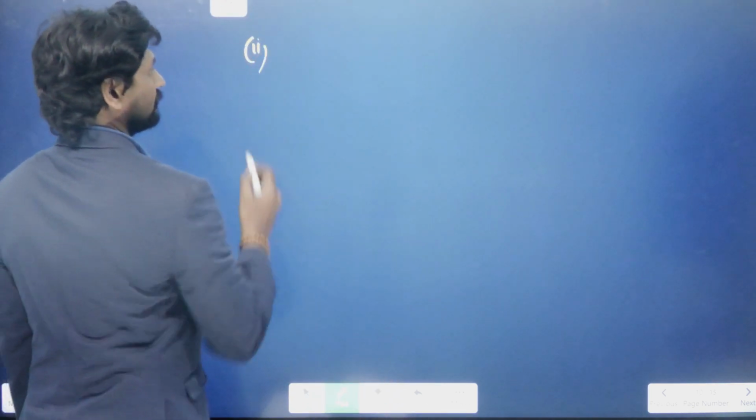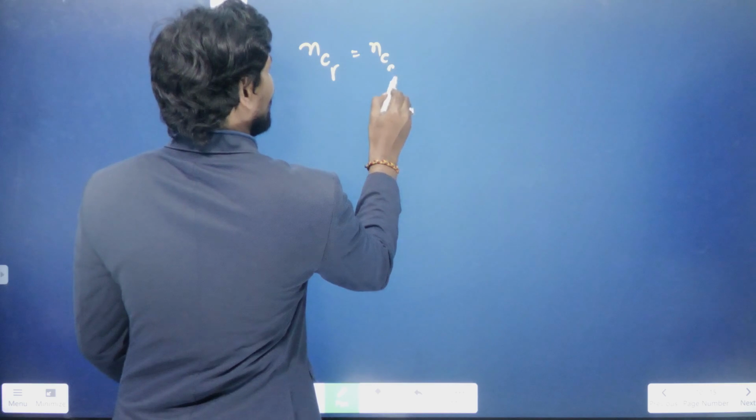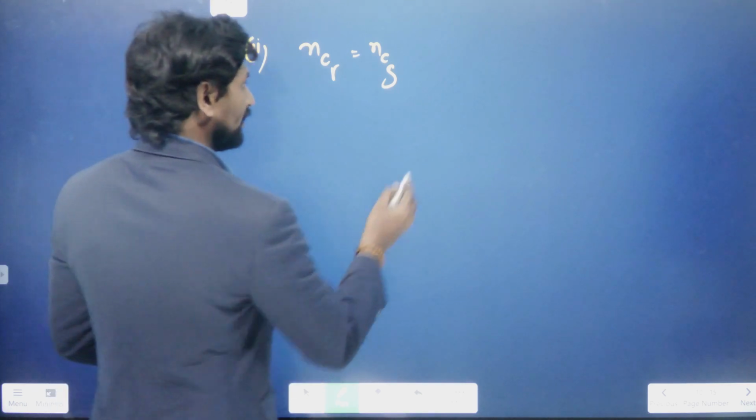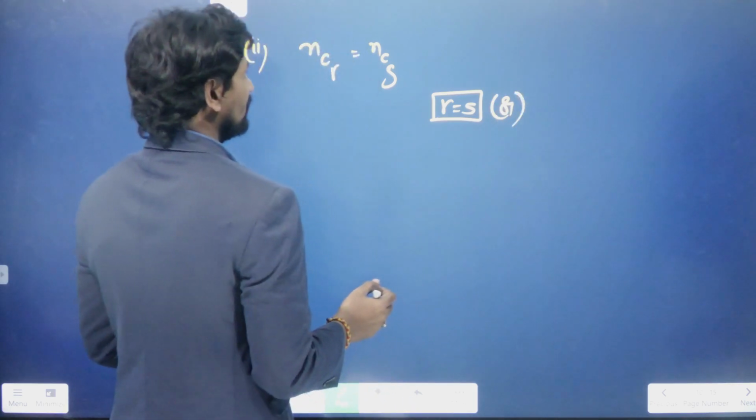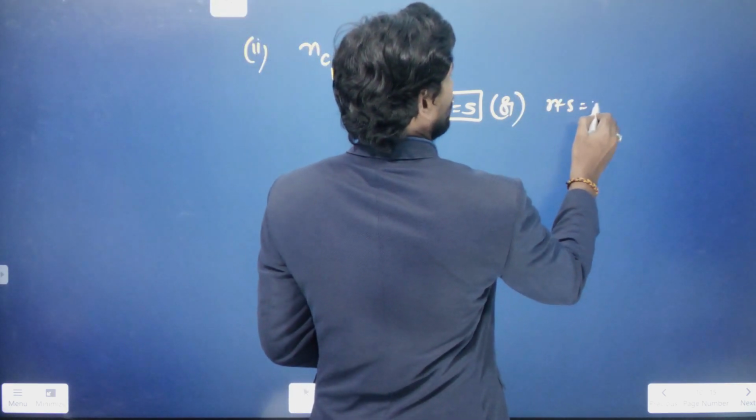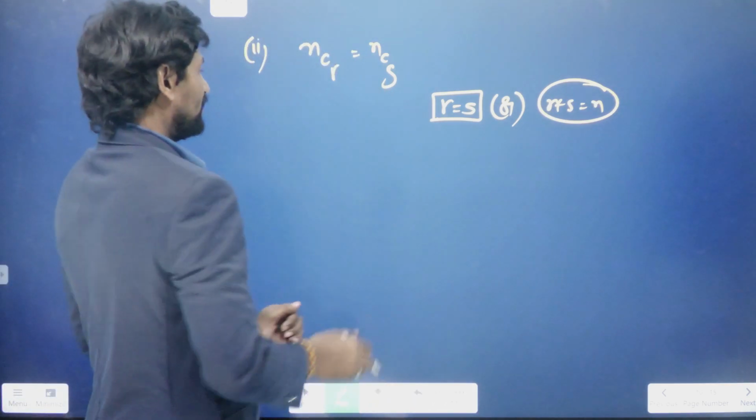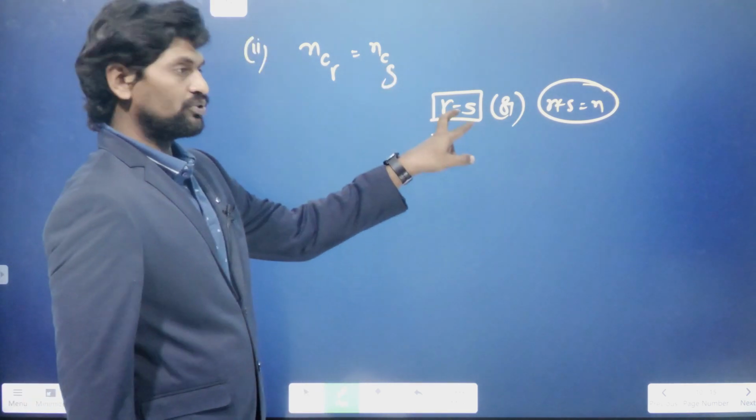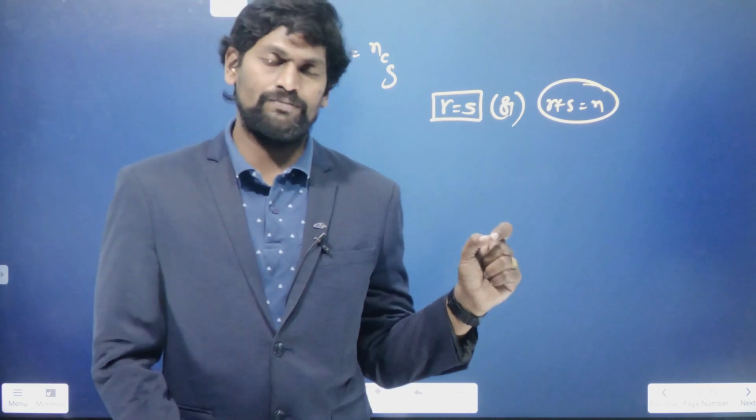Now the second one is nothing but nCr equals nCs. For example, if you check that nCr is equal to nC5, there are two conditions: r value must be equal to 5, that is r equals s, or r plus s equals n. These two conditions should be satisfied by the given combination nCr.